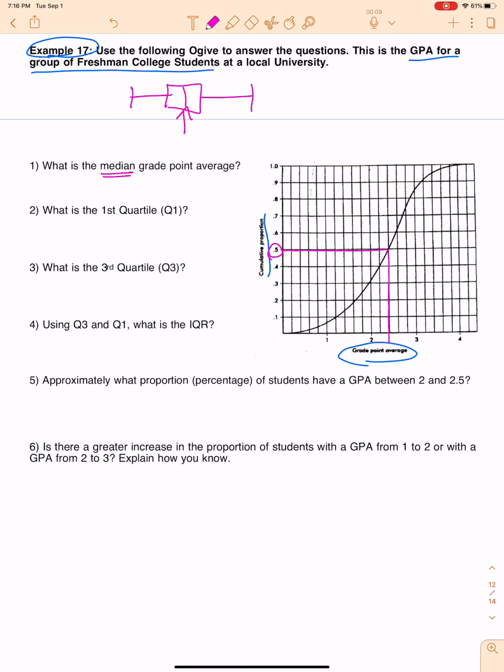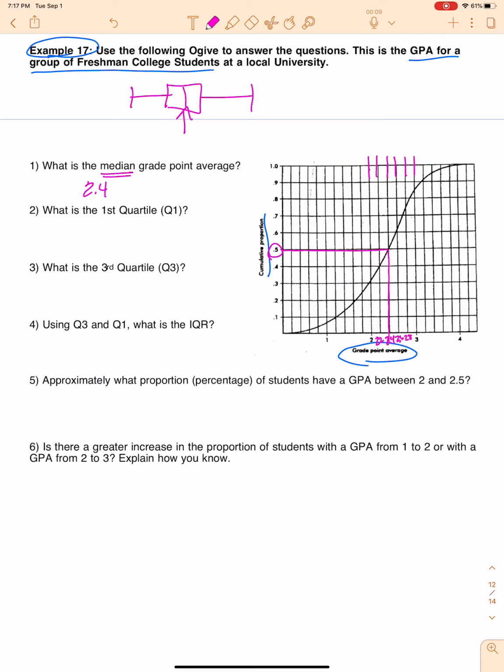Notice that there are 1, 2, 3. I can count. There are 4 marks between 2 and 3. So if you will notice, each of these is a value of 0.2. So this right here is 2, so this would be 2.2. This would be 2.4, 2.6, 2.8, etc. I know it's hard to read that. I'm sorry. So this line drops down at 2.4. So the median grade point average would be 2.4.